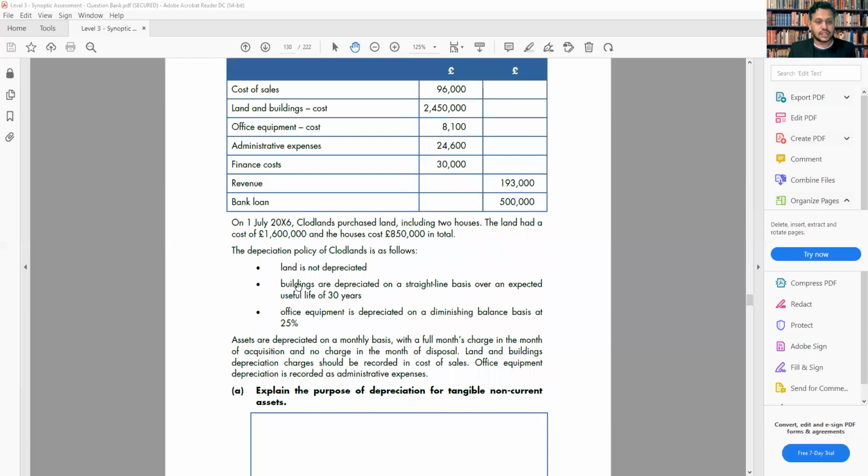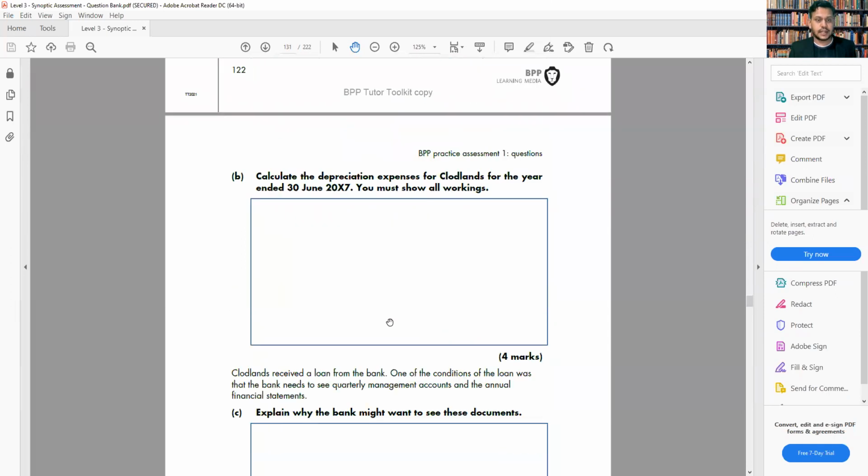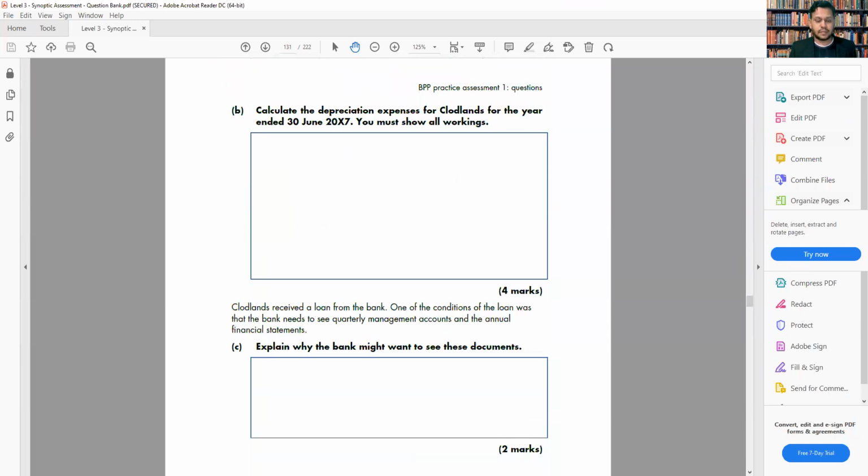So we have land. They said land, we don't have to depreciate. So it's 0. We don't have to do anything. Then we have a building, divide by 30, and we have office equipment, 25%. It's quite simple. The building is 8.5 million, and the office equipment, 8,100. So we need the cost. Let's do that. We have 4 marks, we just need to show the depreciation with the workings.